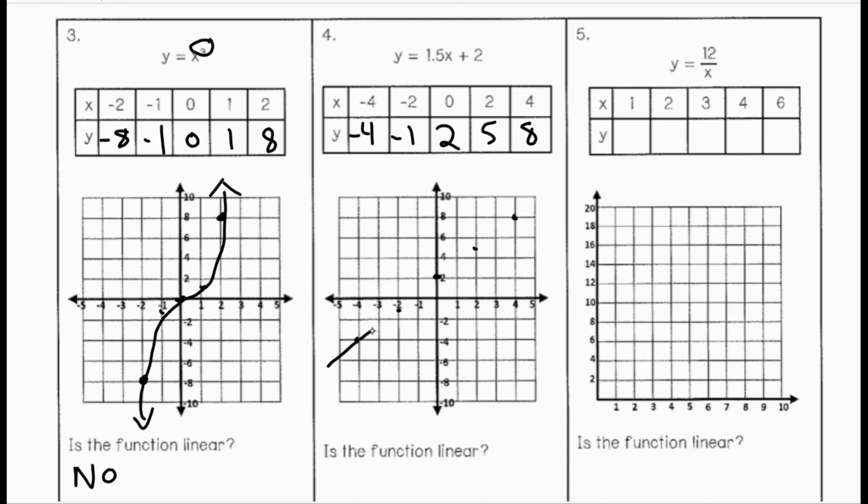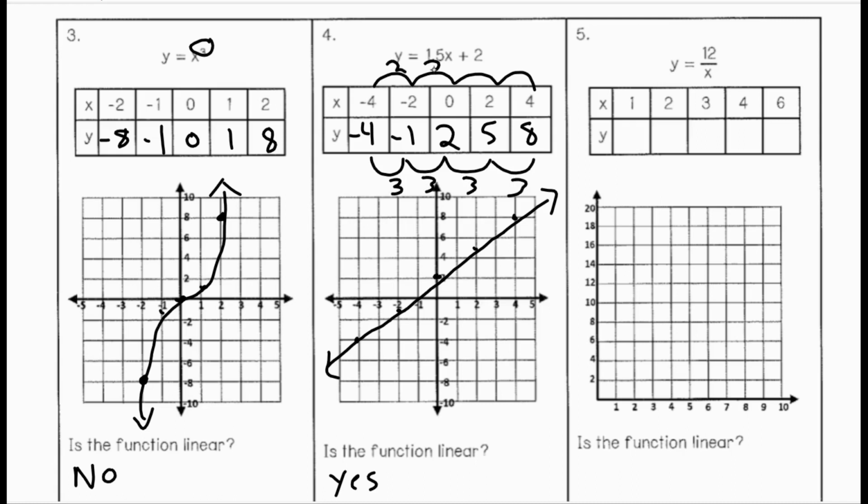If I graph this, I can see this is a straight line. This is a linear function because it's in y equals mx plus b form, slope-intercept form, and I can see in my table that this is increasing by a constant rate. For every x value of 2 that I'm increasing by, my y values are increasing by 3 each time. This is constant. Every x value that I'm increasing by has the same amount of y value that I'm increasing by.